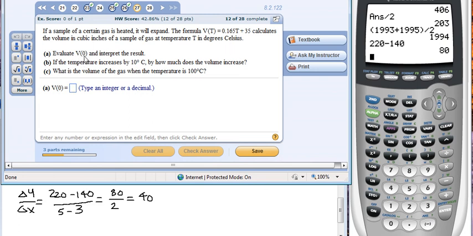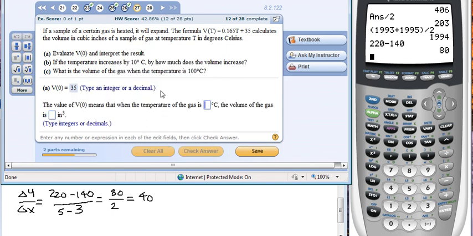So we're supposed to evaluate V of 0 and interpret the results. Well, this is just like when we were evaluating f of x, right? If this was f of x equals 0.165x plus 35, and I wanted you to evaluate f of 0, what you're doing is you're replacing the x with the 0. Well, here you're replacing the t with the 0. It's just a different letter. So I put a 0 in here, and I crunch the number. Well, anything multiplied by 0 is 0, so 0 plus 35 is 35. So we're just going to put a 35 in there. I hope that is okay.